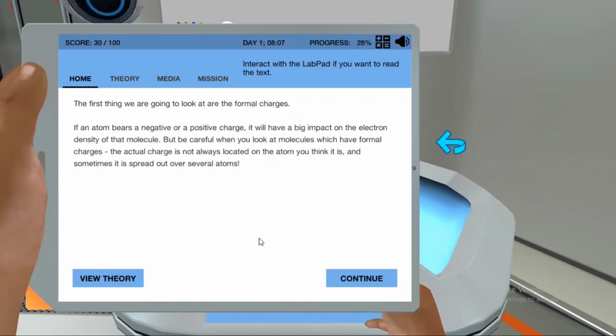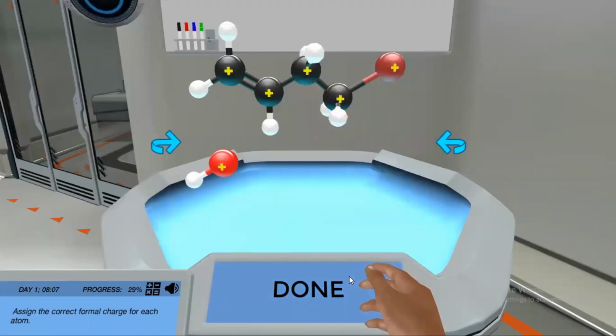If an atom bears a negative or a positive charge, it will have a big impact on the electron density of that molecule. But be careful when you look at molecules which have formal charges. The actual charge is not always located on the atom you think it is, and sometimes it is spread out over several atoms. Assign the correct formal charge for each atom.